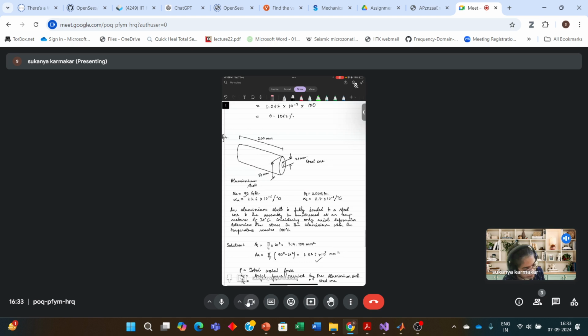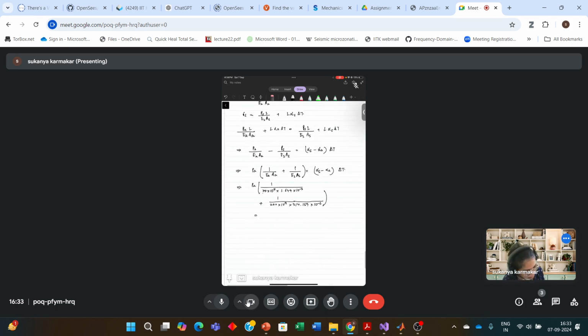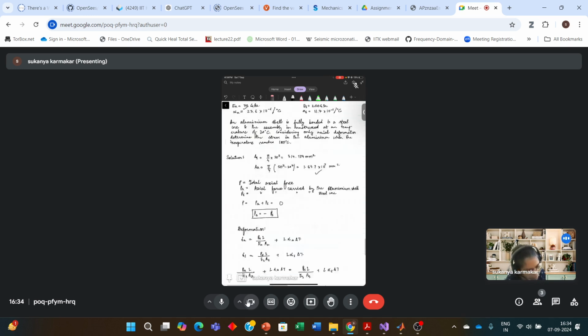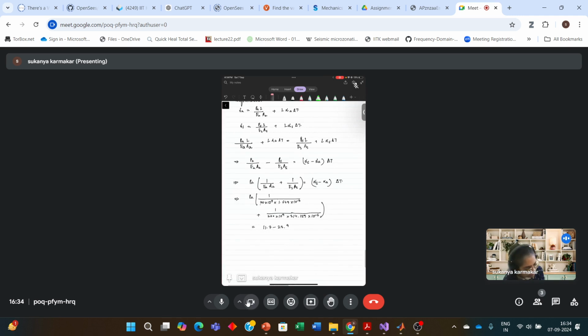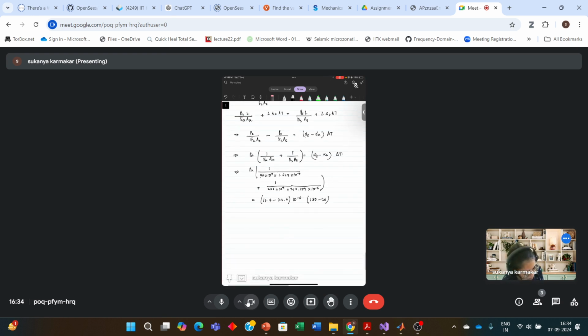Now alpha S is 11.7. Alpha A is 23.6 into 10 to the power minus 6. We have that, so let's take that common. And the temperature increases. Final temperature is 180 degrees Celsius. Initial temperature is 20 degrees Celsius. So if you solve this, you will get Pa to be equal to minus 77.4 kilonewton.